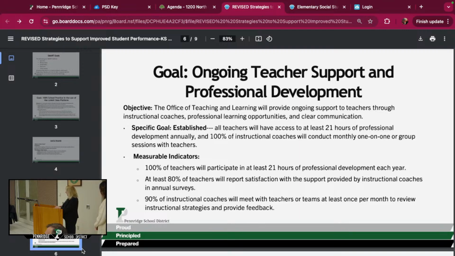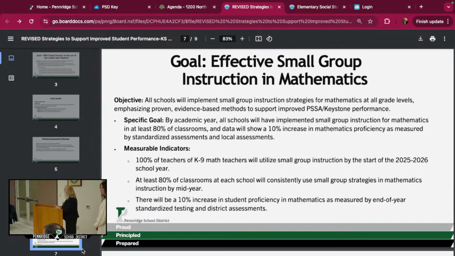What we're saying is 100% of K-9 math teachers would utilize that. That's not an option. We know that's effective, and that is what we expect teachers to use in math. We have it as 80% of classrooms in each school will consistently use it by mid-year, and that our district goal is a 10% increase in student proficiency anyway, so we added that in there. But we absolutely know that it improves student outcomes.